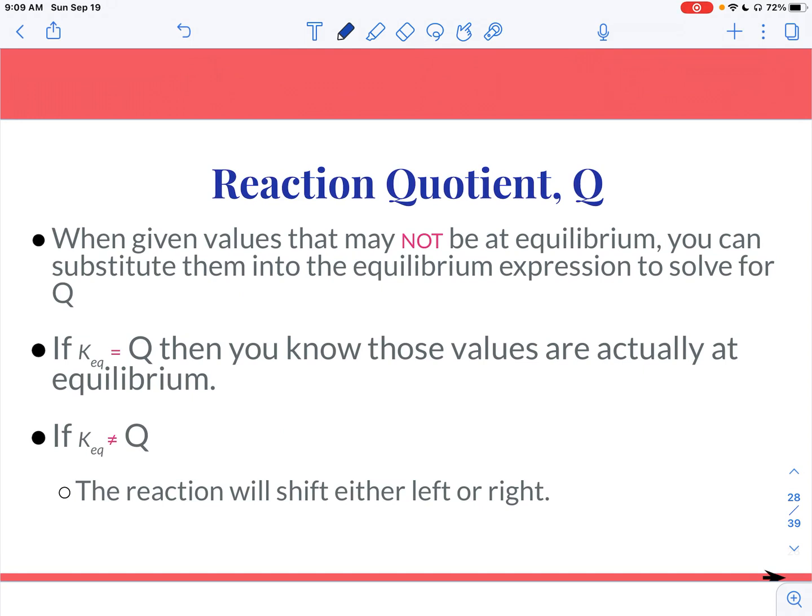Okay, so Q is the same thing as an equilibrium expression, except we're not sure if it's at equilibrium or not. So if we calculate Q and it's equal to K, then we're at equilibrium. If it's not, then we're not at equilibrium, and our reaction will shift. Okay, so it's the same expression. You don't have to worry about learning how to rewrite this. It's just we're not sure if it's at equilibrium or not.